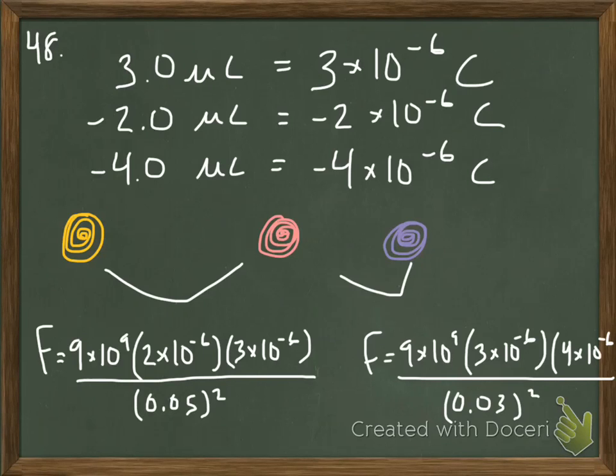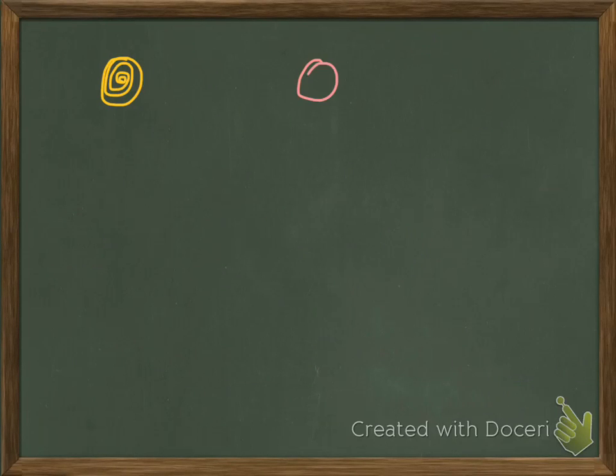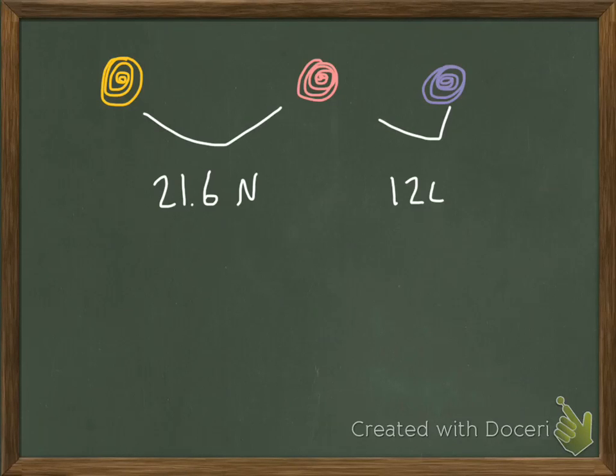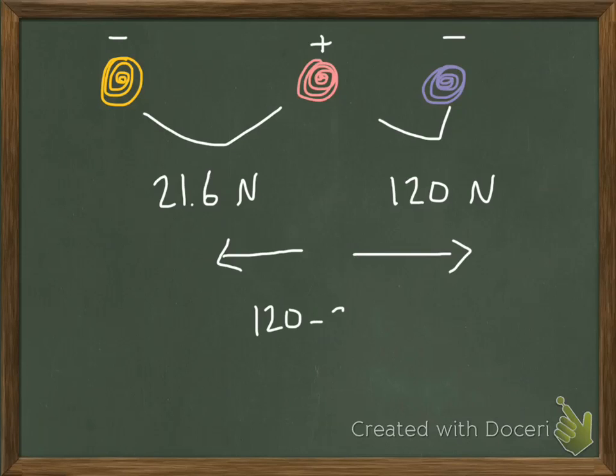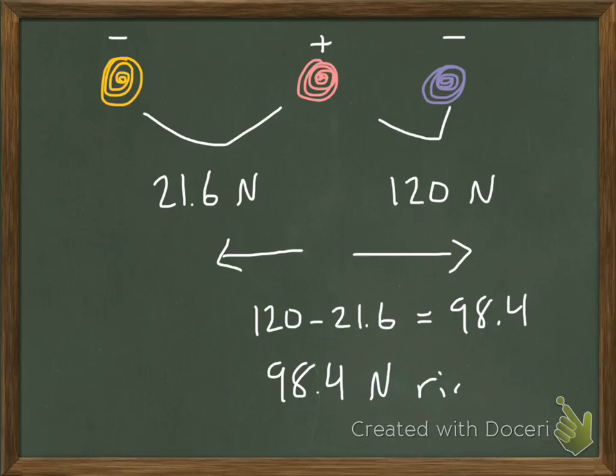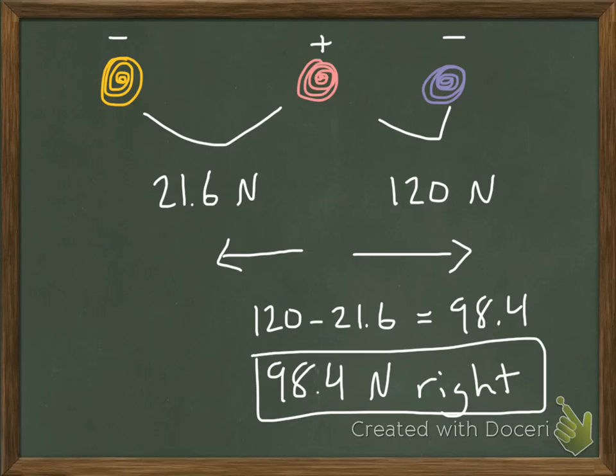Alright, so you plug that into your calculator, be very careful. And I'm going to start a new page here where I'll just go ahead and fill in the values that I got after I put that into my calculator. I got 21.6 newtons on that side, I got 120 newtons on that side. Well, what does that mean? If we take a look at your charges up top, they're both going to be attracting. So, which side is going to pull it more? Well, it's going to pull more to the right because it's a bigger charge.